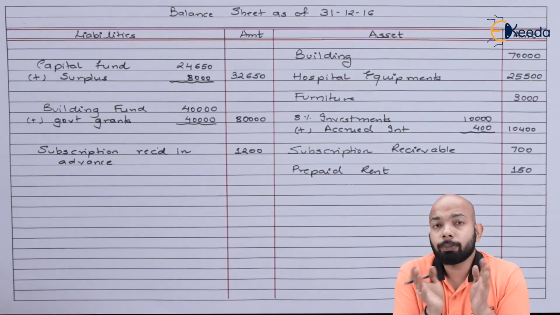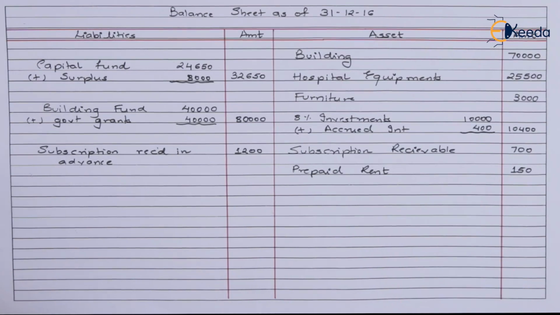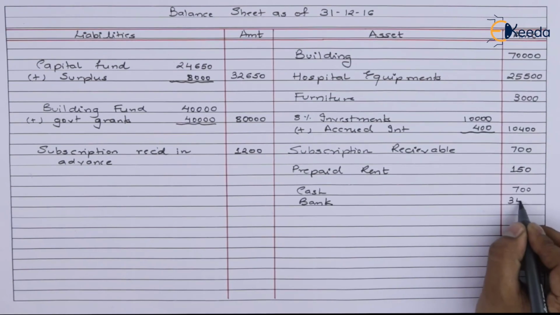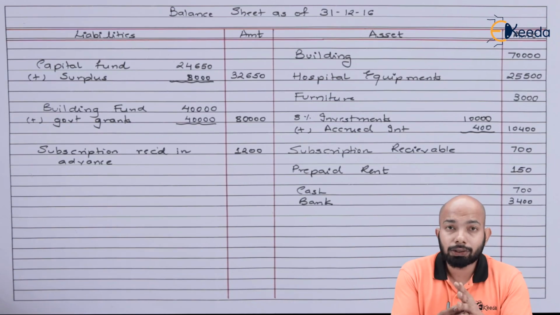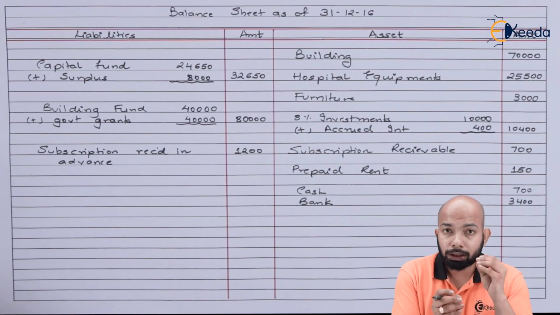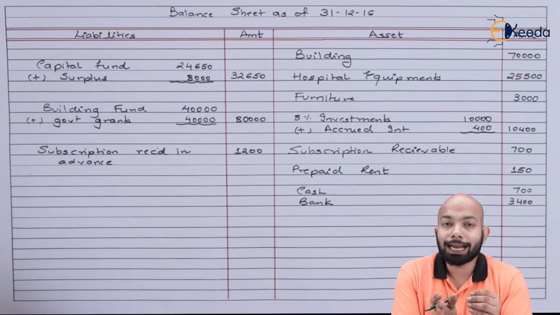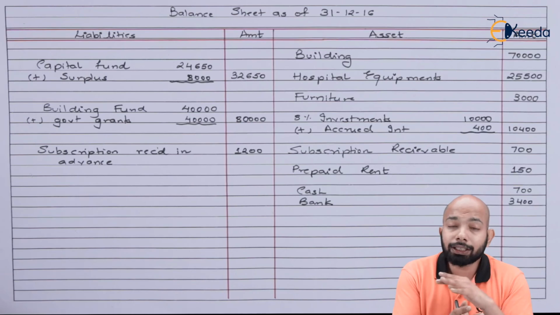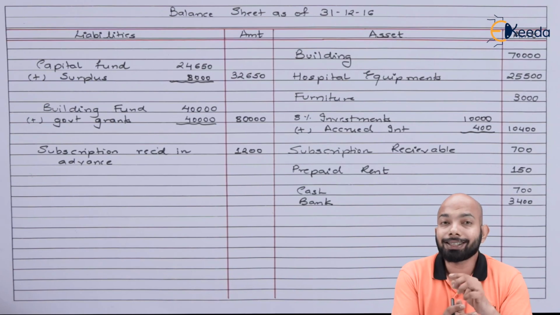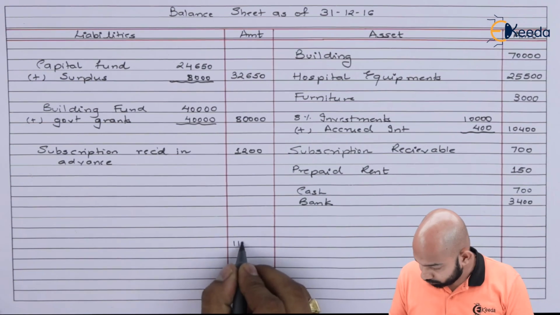Once this is done, we have to mention the closing balance of cash and bank. With this, we have mentioned all the items related to the balance sheet for the year 2016. Now we have to figure out whether the liability side equals the asset side. If it is equal, then the sum is correct. If it is not, that means there is some error in the problem.